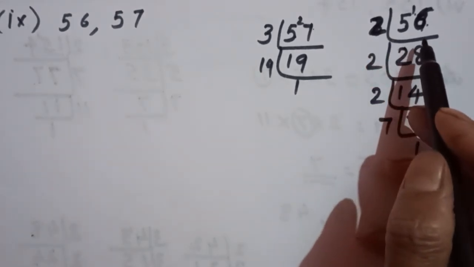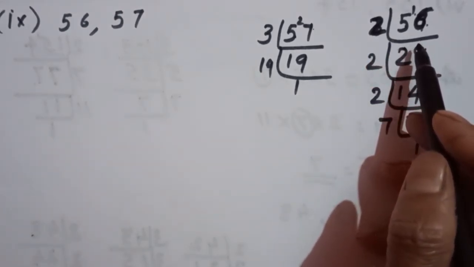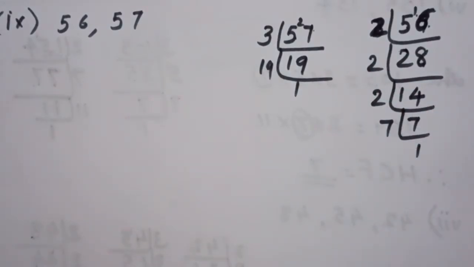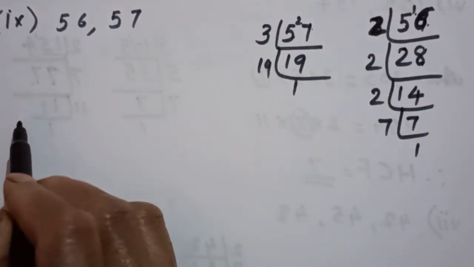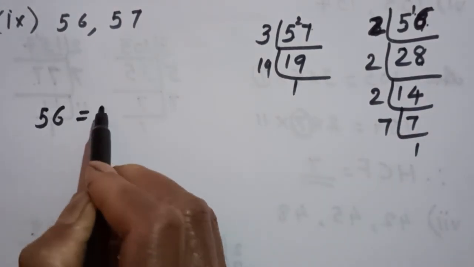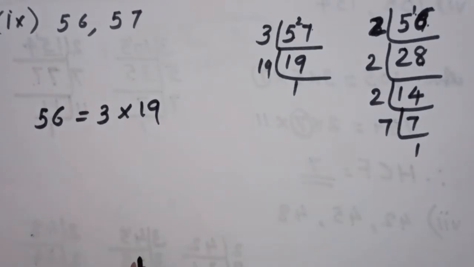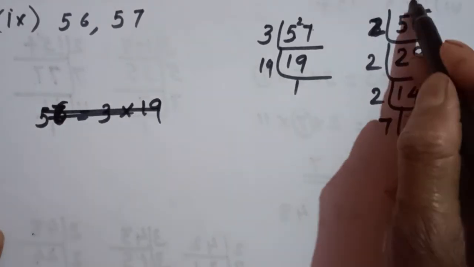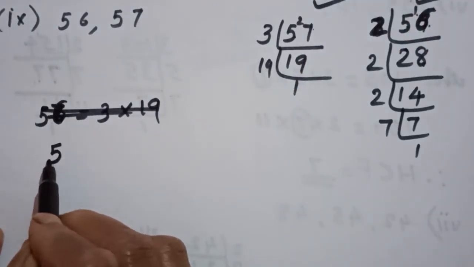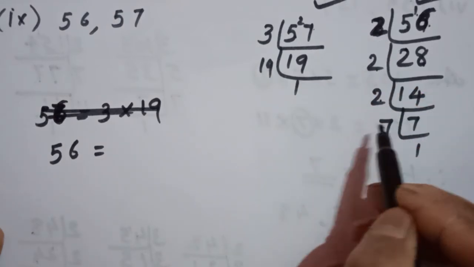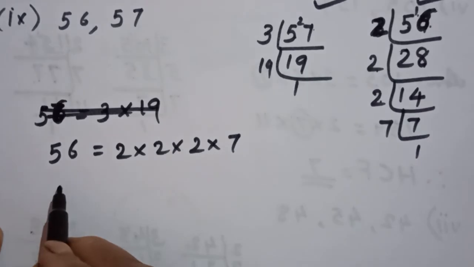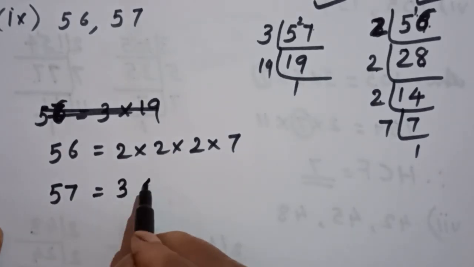You can also check whether your factorization is correct or not. 7 2s are 14, 14 2s are 28, 28 2s are 56. So it is correct. Sorry, I have to cut this. 56 here and 57 here. 56 is equal to 2 into 2 into 2 into 7, and 57 equals 3 into 19.